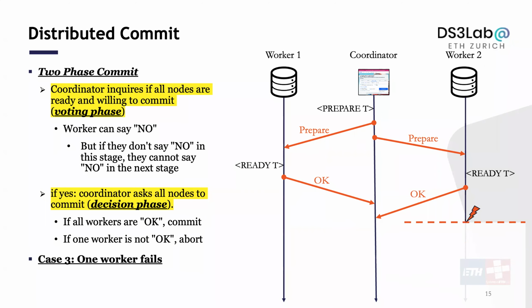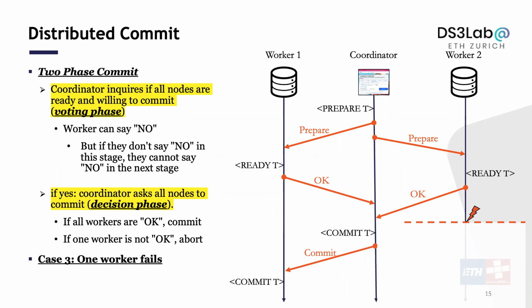And what if the failure happened here? Well, it's kind of interesting, right? So after I vote it, after I say, okay, I can commit it, and then I'm done. In this case, from the coordinator perspective, you already receive all the votes, right? Then of course, you are going to make a decision, everyone commit, right? And then I'm going to tell worker one, you commit. And then what happened to worker two?